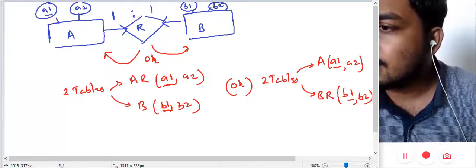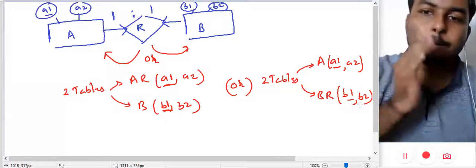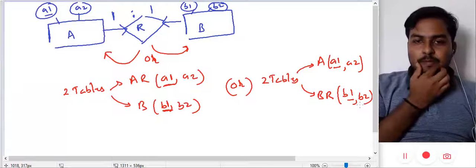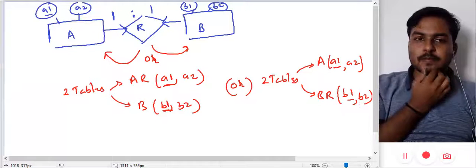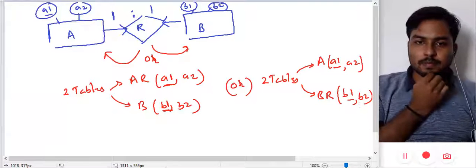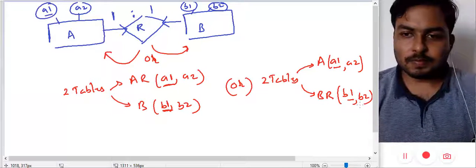Sir, here we are combining AR. Correct. So we are making it another table. It's another table. Okay. Did you finish this? Yes.